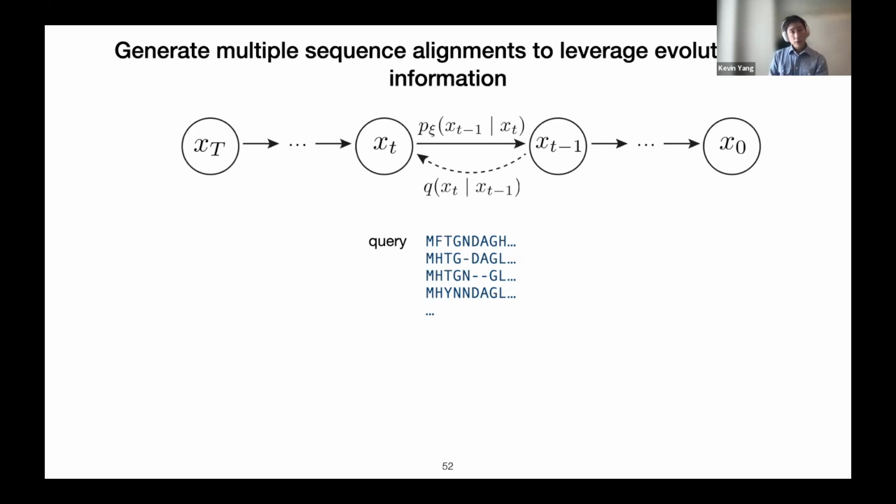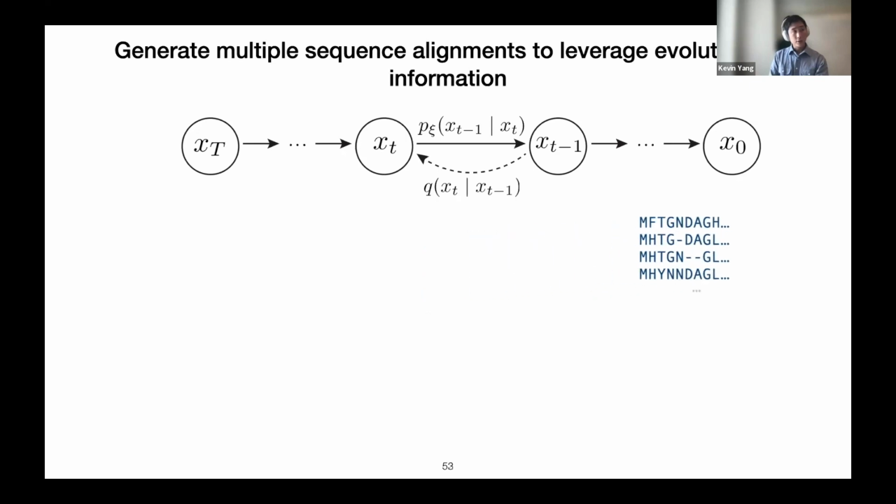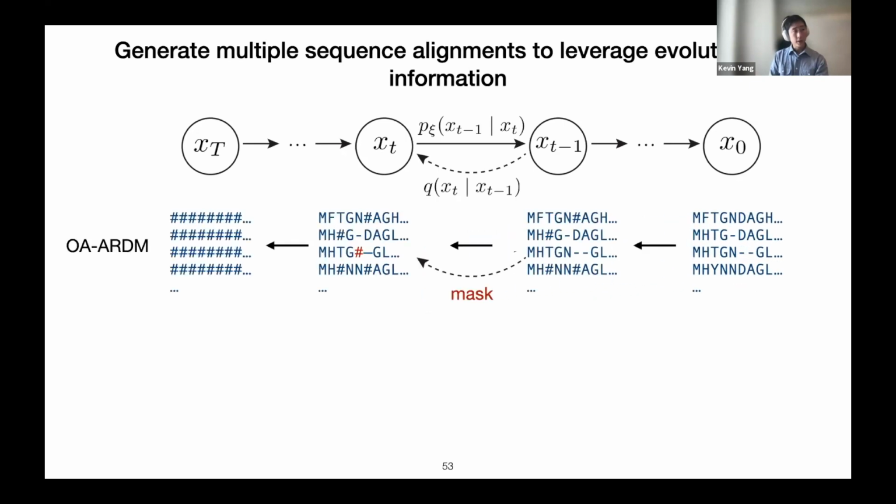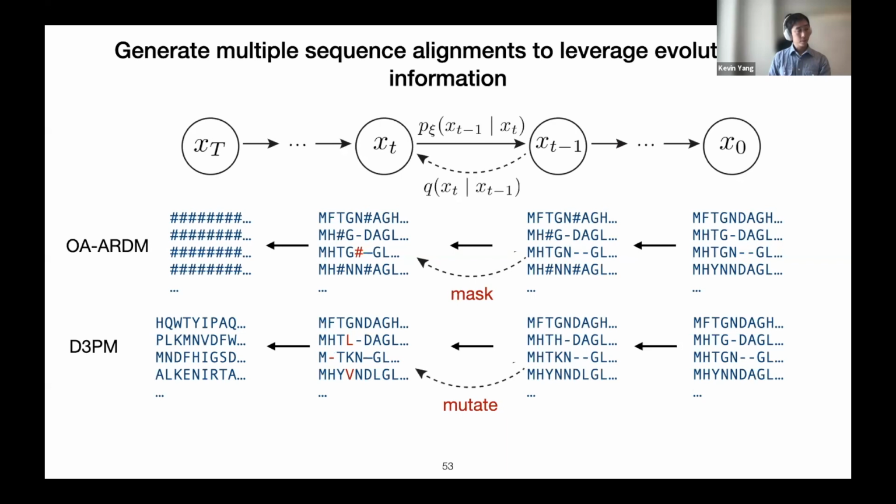And so we're going to noise and denoise these exactly the same way we do with the sequences. So you can do OA-ARDM. Now we just treat this as one big thing. You can mask anywhere at any step. And at denoising time, you can do unconditional generation, where you just denoise the whole thing. You can also do D3PM, where you can mutate any position in any sequence at any time. And at the end, you get a bunch of random sequences.